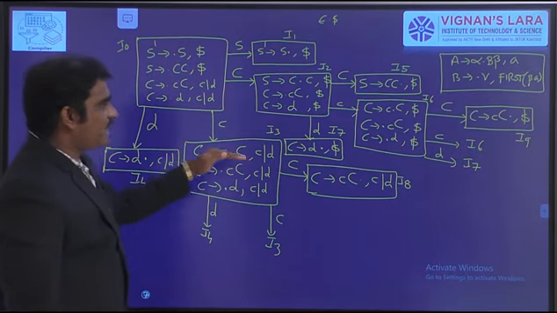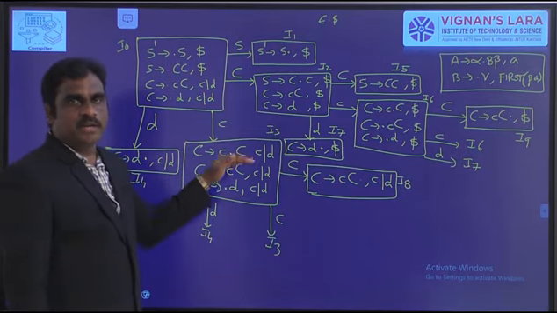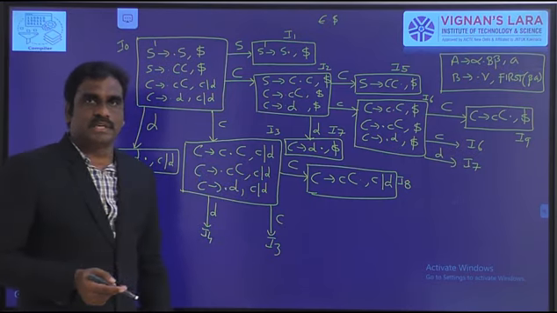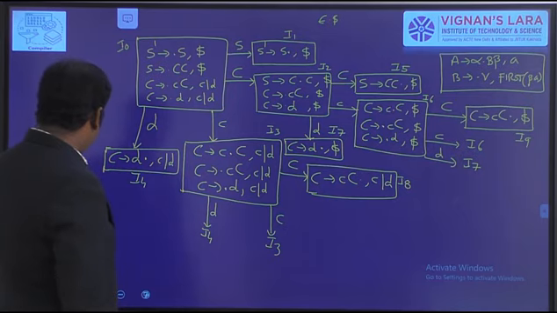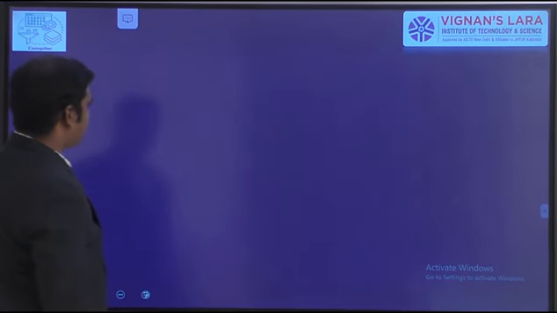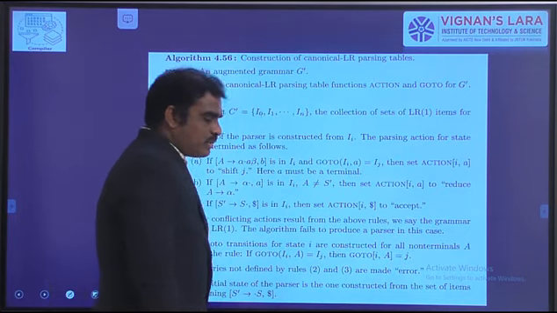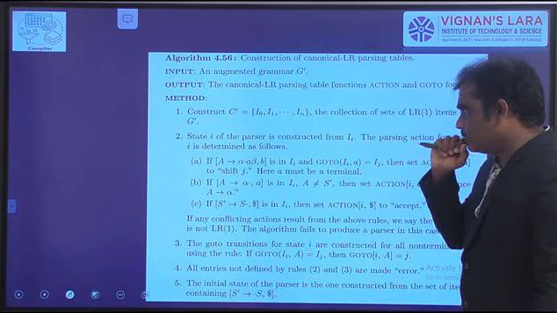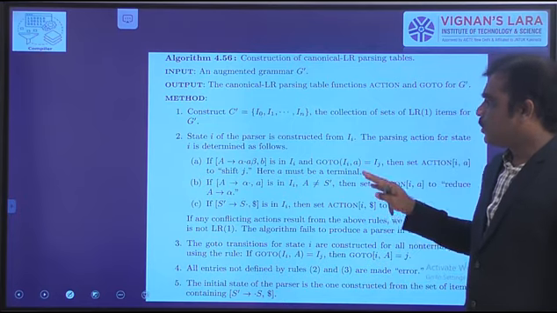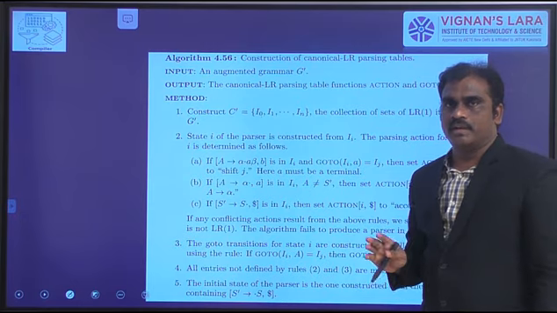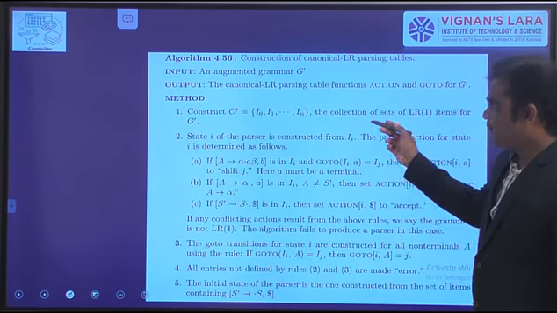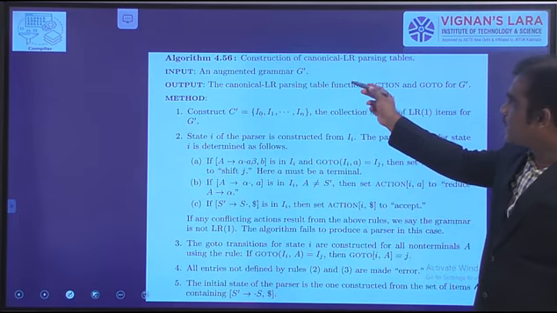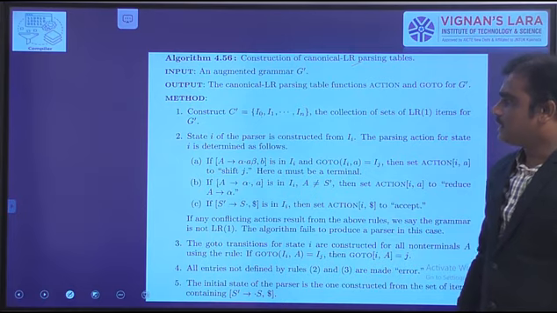So in this way we have calculated the canonical LR of one items. So this is the second step. And what is the third step? The third step is the table. Almost the table is the same as the construction of the SLR parsing table. Only the difference is the reduction operation. Remaining all are the same. So this is the algorithm. By using this algorithm, we have to construct the canonical LR parsing table.